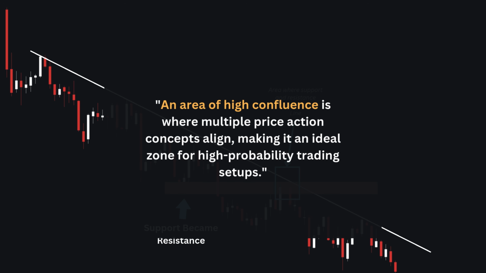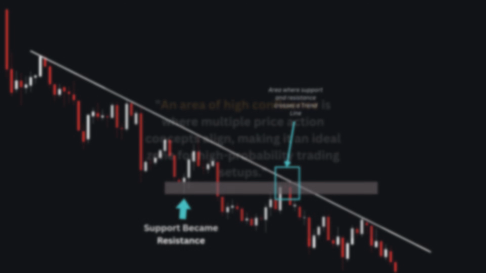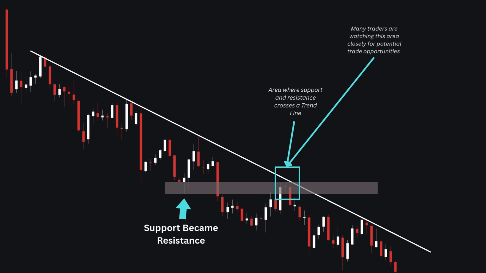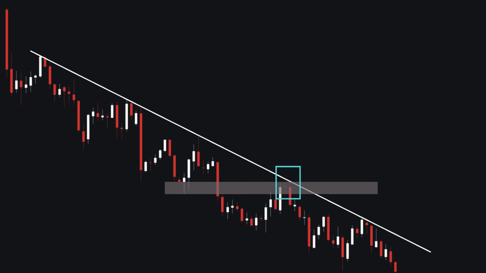An area of high confluence is where multiple price action concepts align, making it an ideal zone for high probability trading setups. It simply means that many traders are watching this area closely for potential trade opportunities. Now let me explain more briefly. This area is an area of confluence, as many traders are watching it to place their trades.